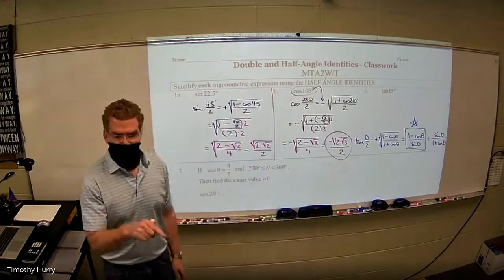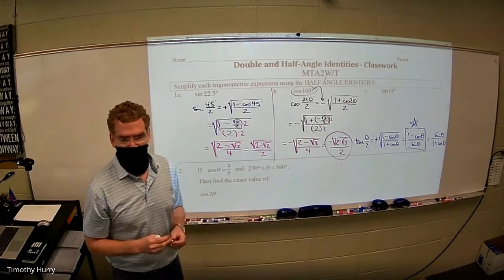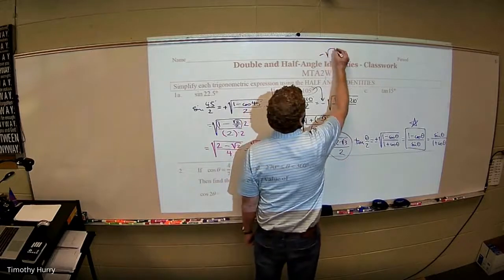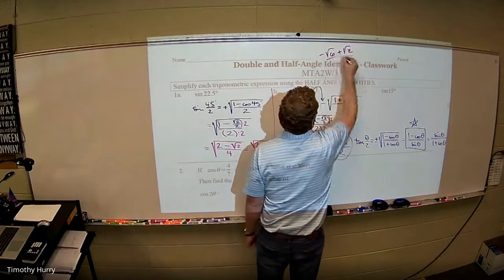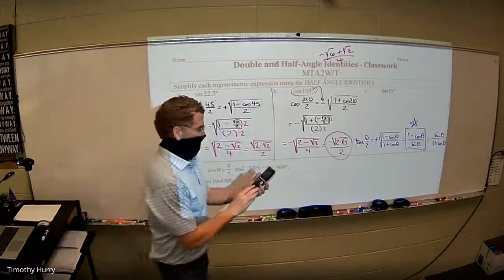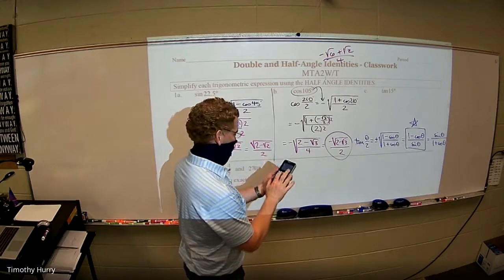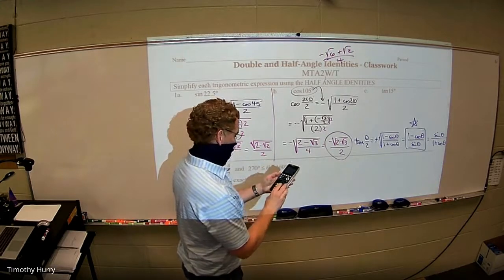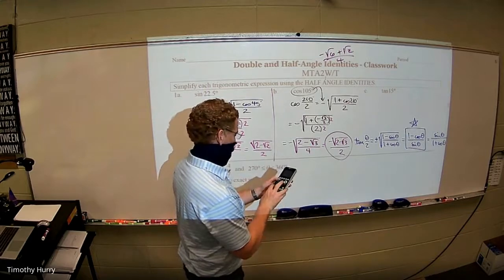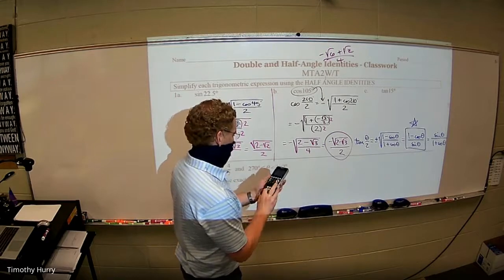And you know what I would have gotten had I done the alpha plus beta identity? I would have gotten this, I think. Let me double check. I would have gotten, let me make sure about this, negative root 6 plus 2.